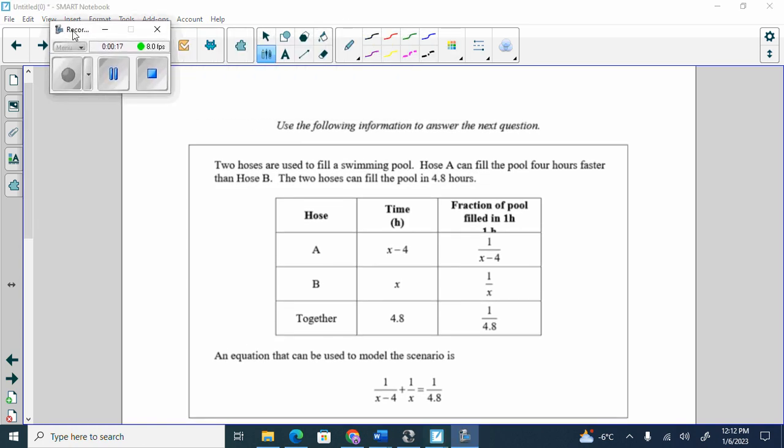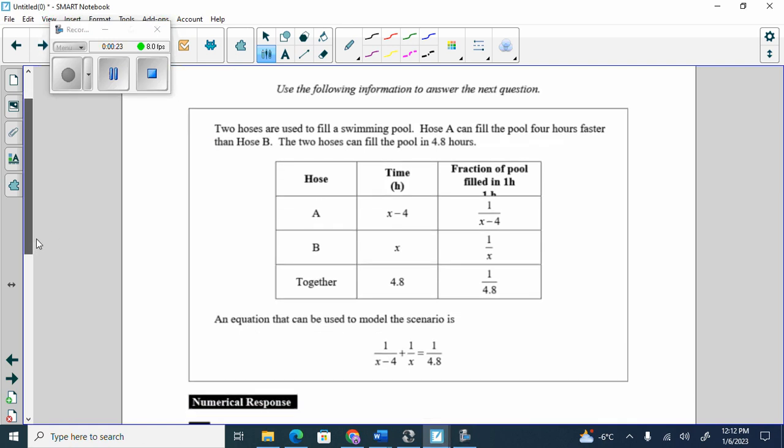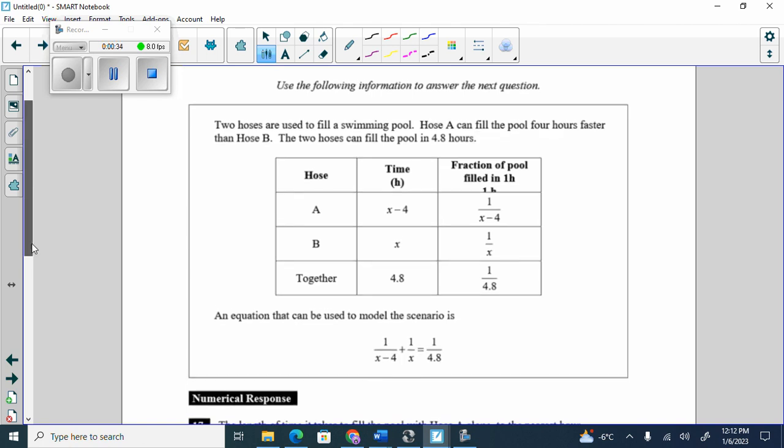So for the diploma, the rational word problems, they either make you set up the equation and then that's it, or they give you the equation and they make you solve it. But what they do not do is make you find the equation and solve it. Okay? They won't make you do both.